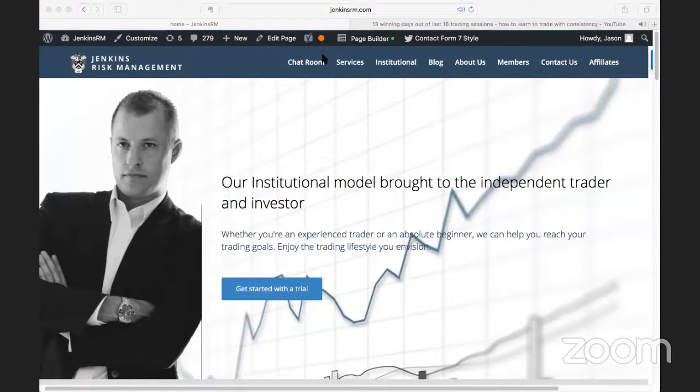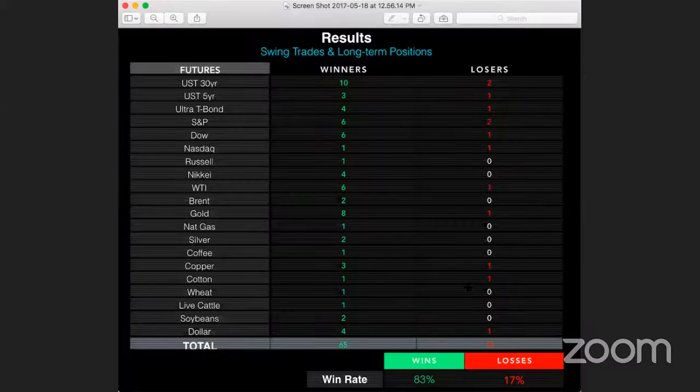So this is just from our signaling, the model signaling swing trades and long-term positions outside of Forex. This is some of the winning percentages we've had lately on our trade signals and core positions. We're trading a lot of 30-year, 5-year, all right? But we're trading everything, global macro.